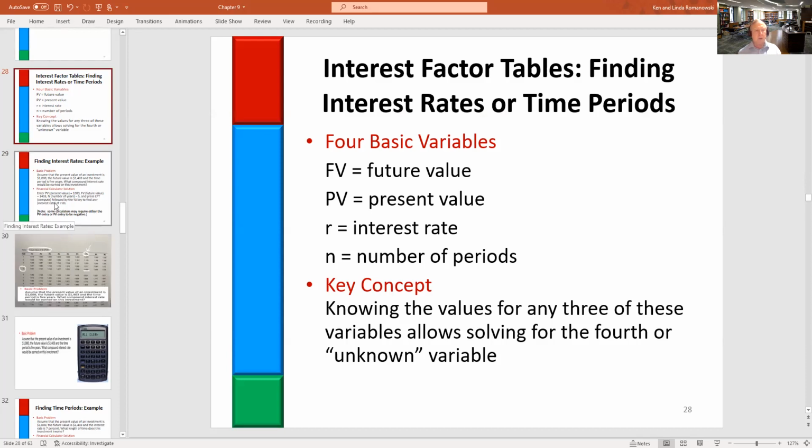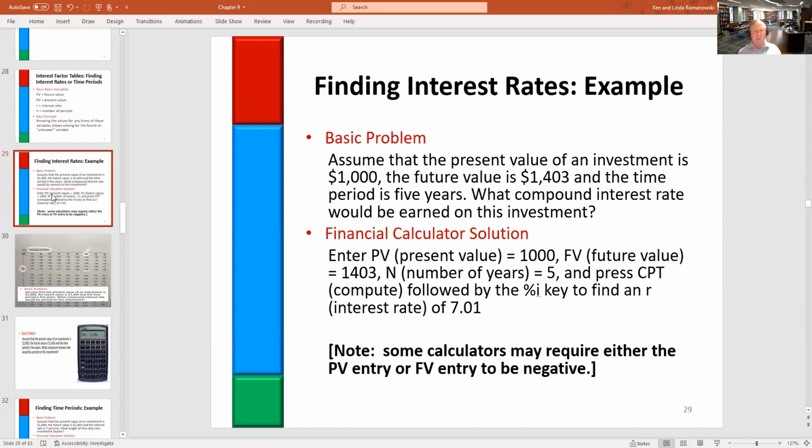Okay, so let's look at an example. Let's say now we have $1,000 in present value. We know that at some point in the future, it's going to be worth $1,403. Well, in this particular example, we know that it's going to move from 1,000 to 1,403 in 5 years. So to go from one point to another within 5 years, there's got to be an interest rate involved. What is that interest rate?